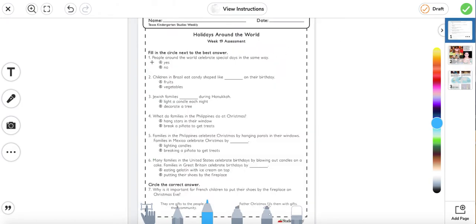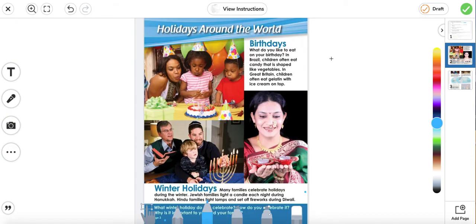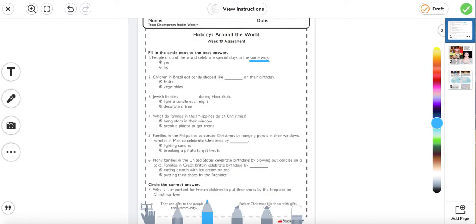Number 1. People around the world celebrate special days in the same way. Is this true or false? Is it yes or no? Do they celebrate it the same way? Well, if we look at our story, it tells us that people celebrate things in different ways. So our answer is no.